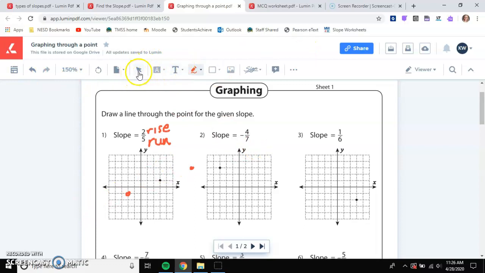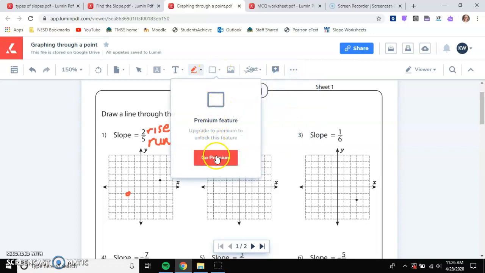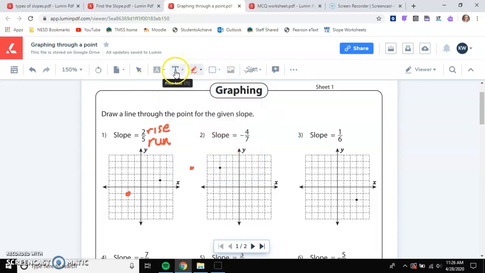Now, if I could insert, I don't know how, shape, line? Nope, not allowed. Okay, well, I was going to insert a perfect line, but instead I'll just freehand this bad boy. There we go. Okay, not bad. So that's you graphing the line following the slope.